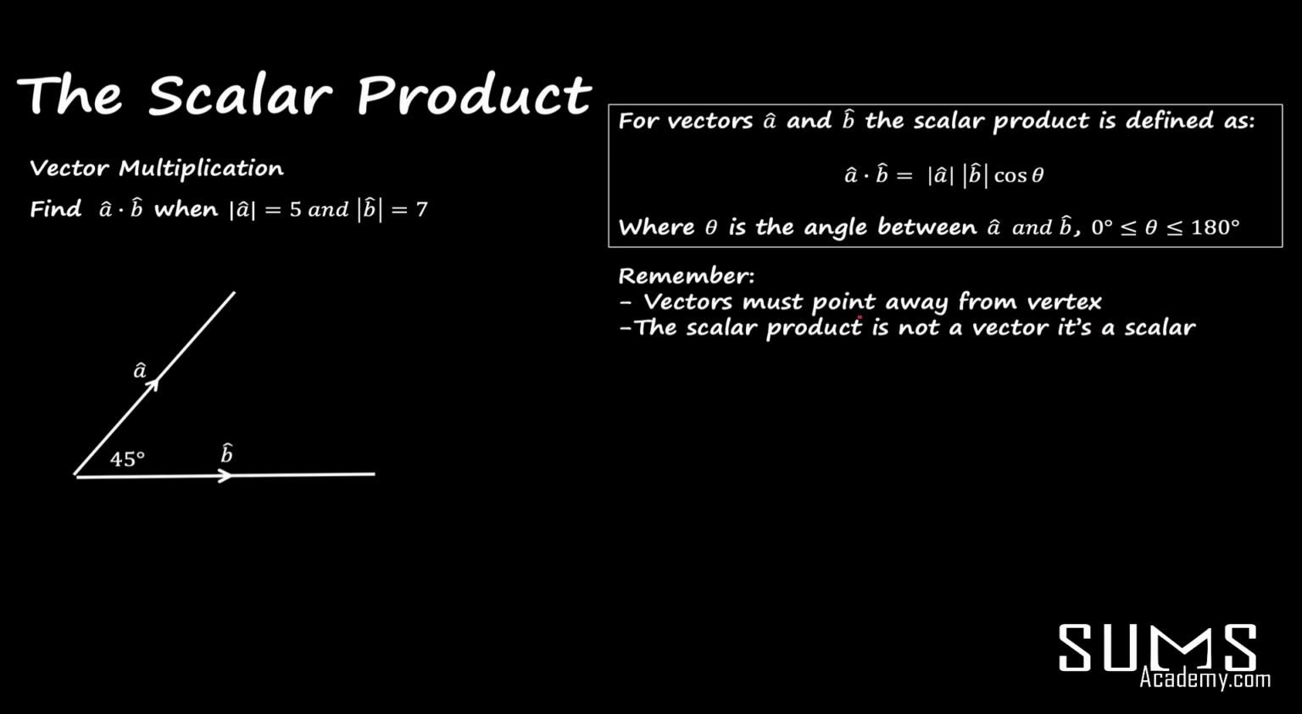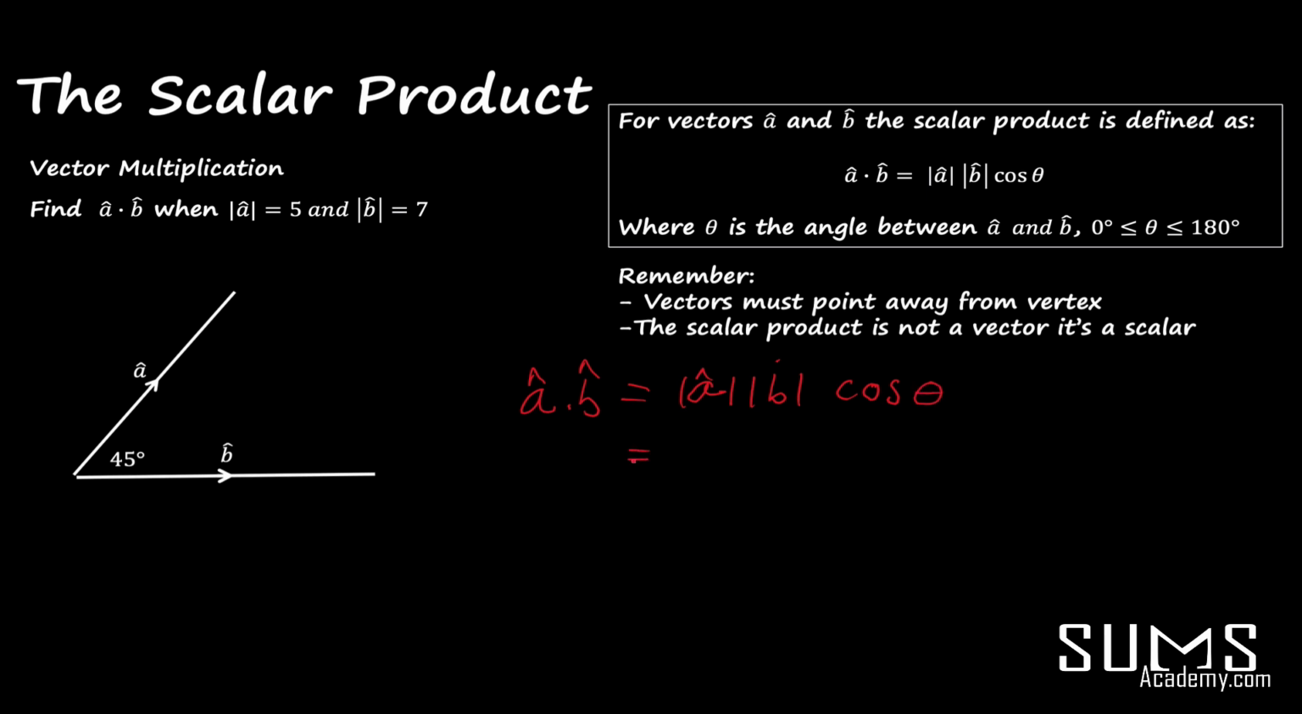Okay, so if you watched the video before, you should have a really good intuition about how this works. But I'm just going to do a little example to show how we will have to solve these types of questions. Here we're told to find a dot b, where the magnitude of a is 5 and the magnitude of b is 7. So a dot b equals magnitude of a, magnitude of b, cos theta.